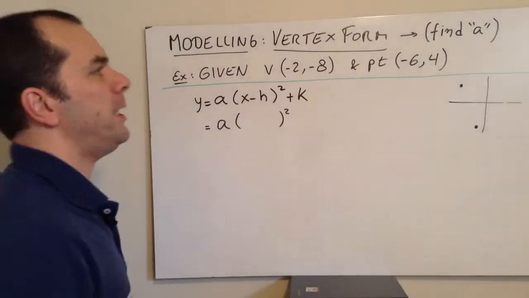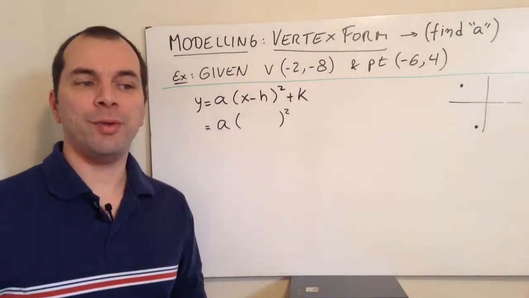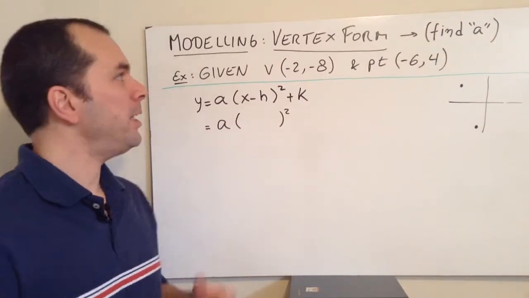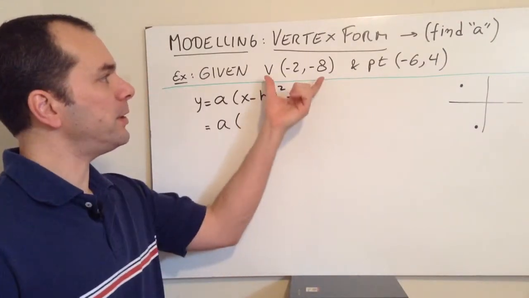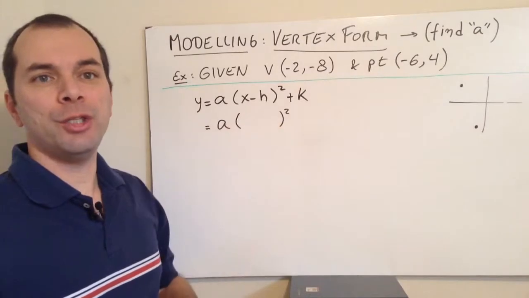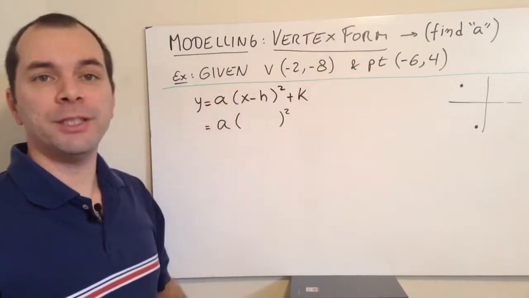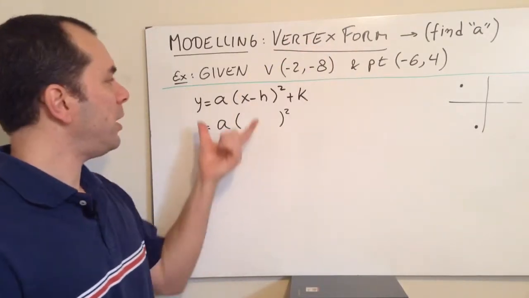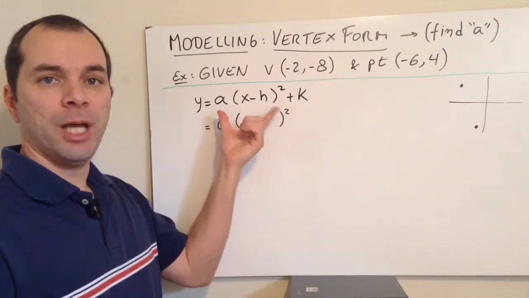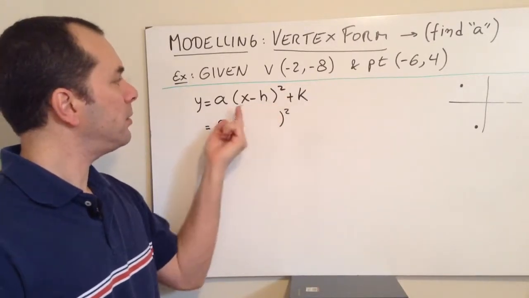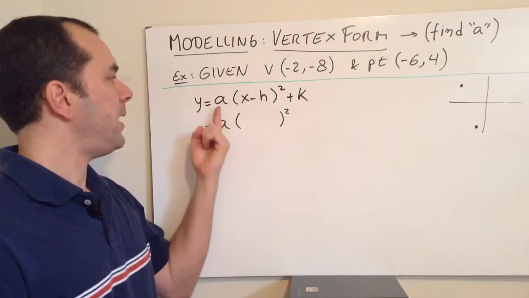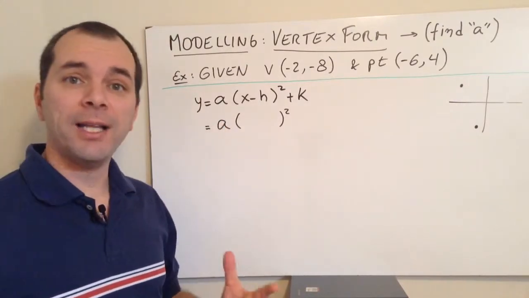Modeling is basically finding an equation that would describe a system. And in this case, if they gave us a vertex and a point, we know that we're going to need to do it by finding vertex form. Now what does that mean? It means I'm going to write down vertex form, I'm going to put in all the values, and the only thing I'm not going to have is a. So it basically means find the a value.